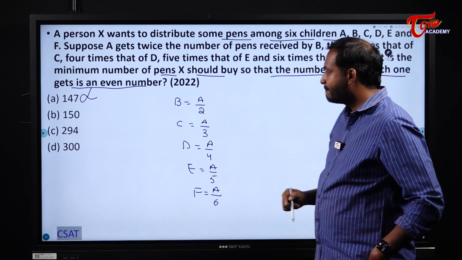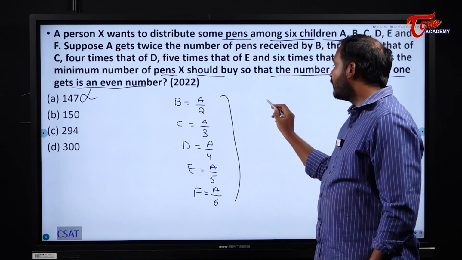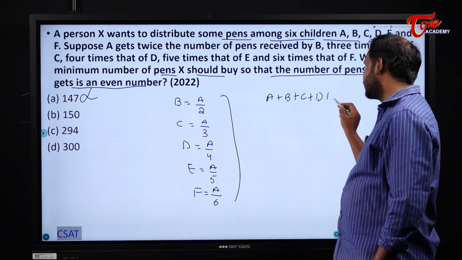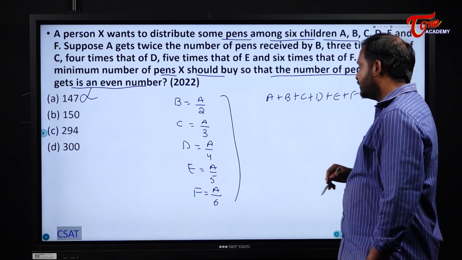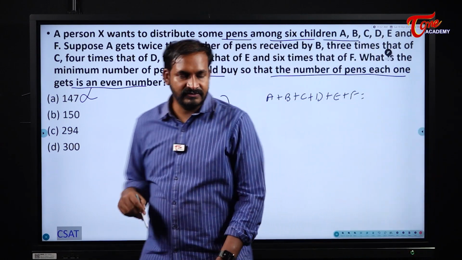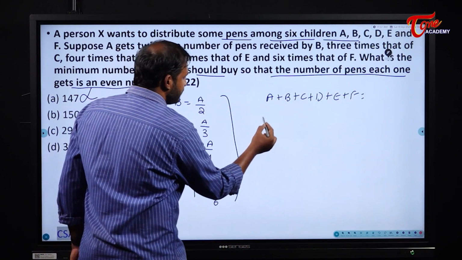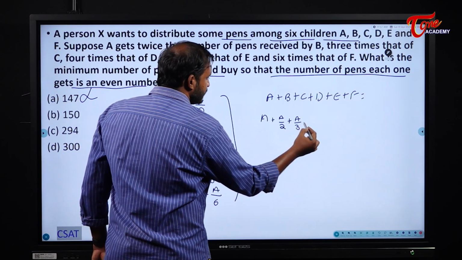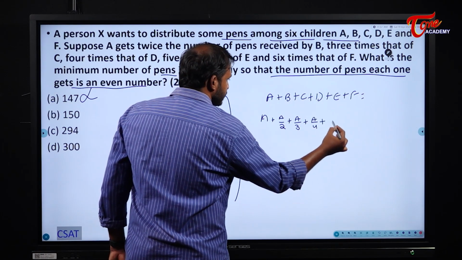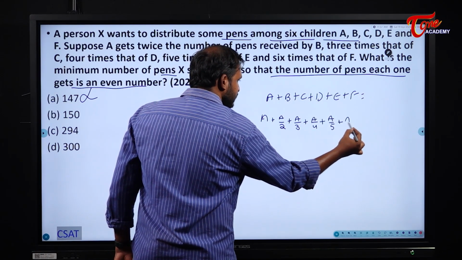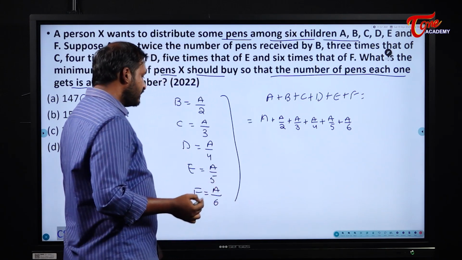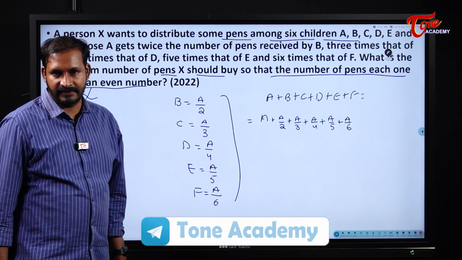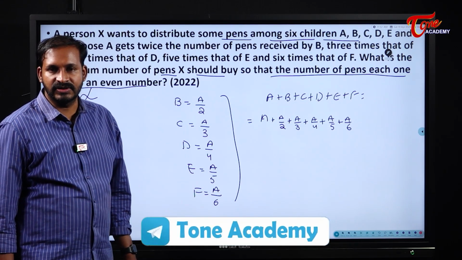Not A. Okay. Now, tell me the sum of all the 6 persons: A plus B plus C plus D plus E plus F. This value we need to find here. So, this value is equal to, can I write in this manner? A plus A by 2 plus A by 3 plus A by 4 plus A by 5 plus A by 6. What is the reason? I am converting everything in terms of A.